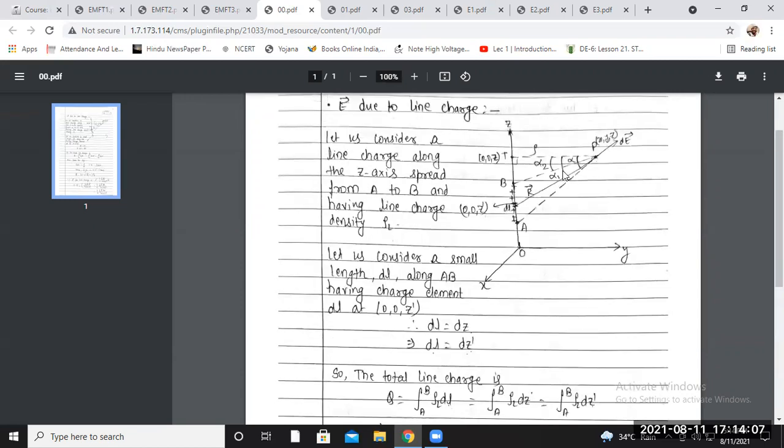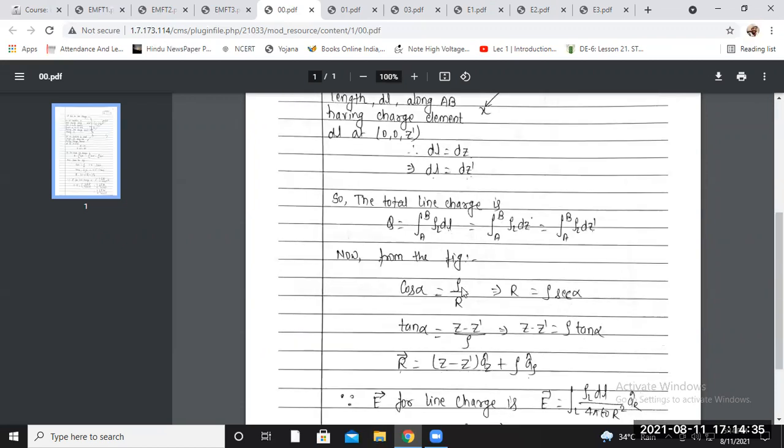Now from the figure, this dl making an angle alpha, as this dl is connected with the point P with the position vector capital R, and this position vector R makes an angle alpha with the perpendicular. Now for cos alpha, this is your base term, this is your perpendicular term, and this is the hypotenuse. That means cos alpha will be rho upon R. Here we have taken the magnitude term.